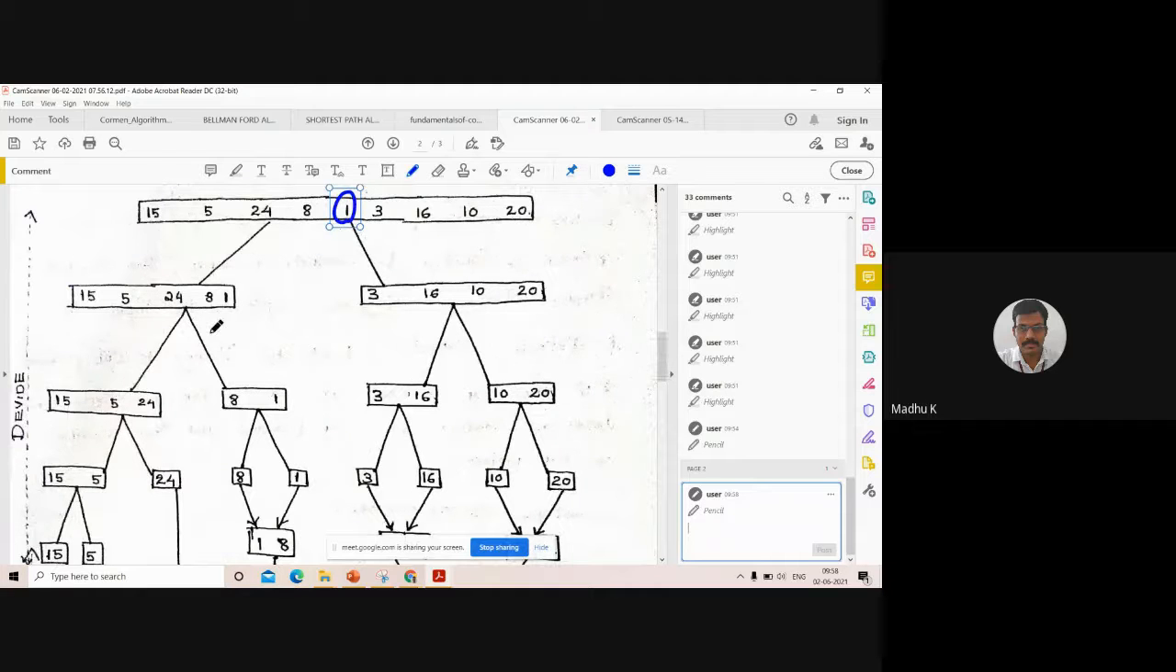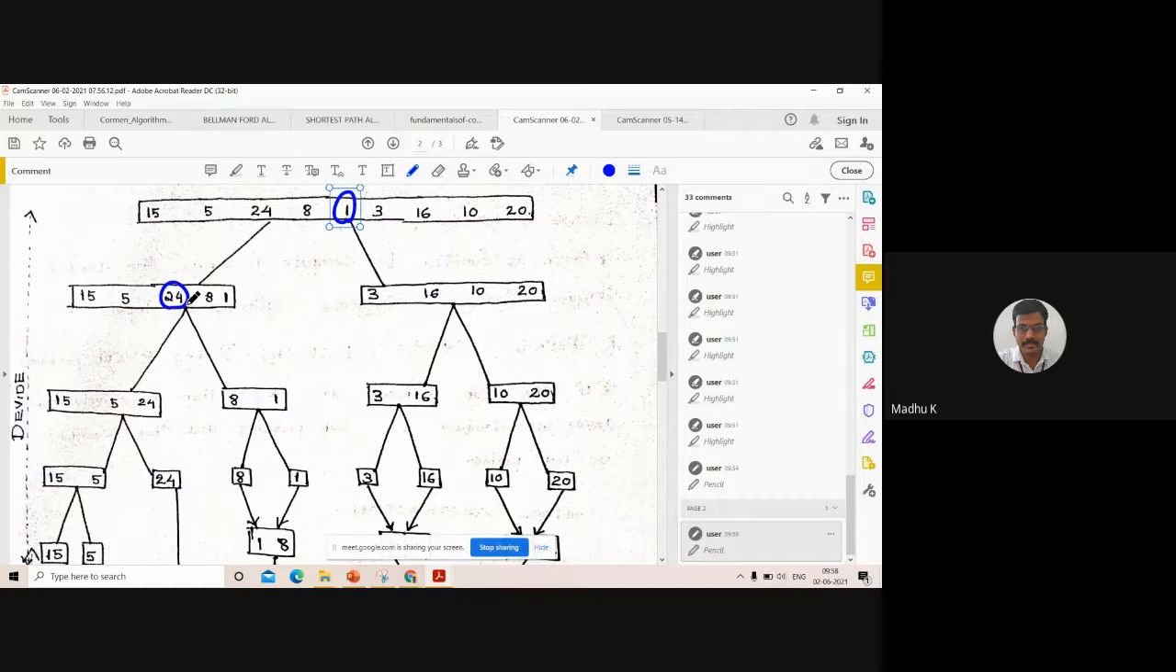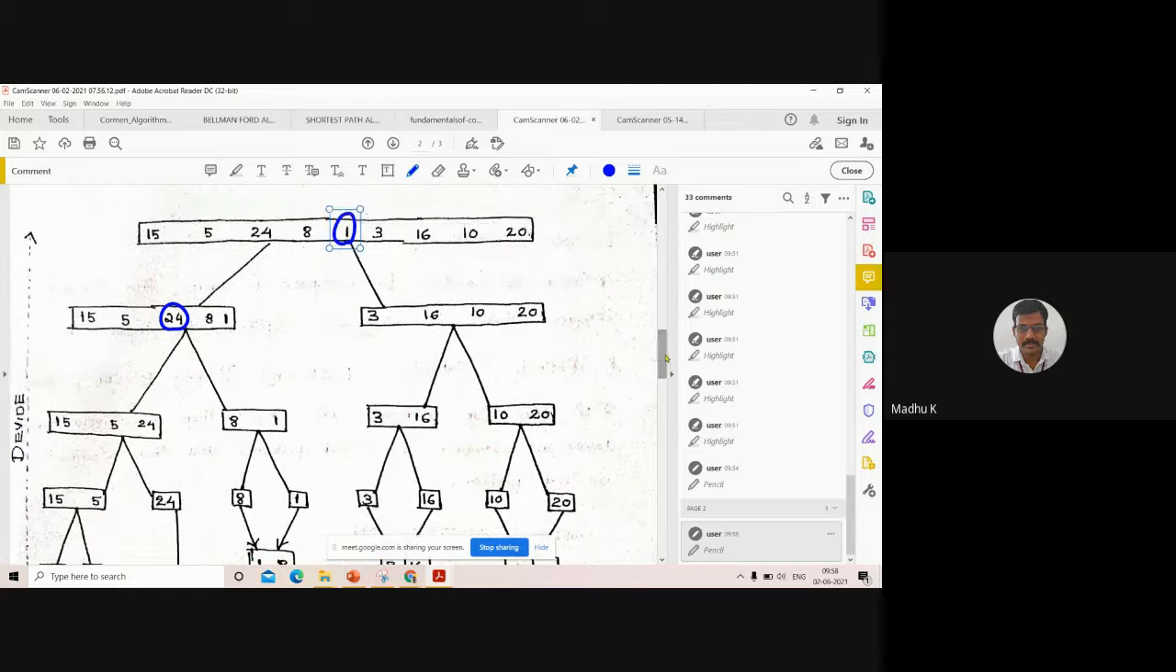Next, what we will do? We will again divide based on the mid value. So here the mid value is 24. This is the mid value. Based on this, I will divide this in this way. So then 15, 5, 24, and 8, 1. So I'm doing the dividing step. Similarly, I can divide this also.